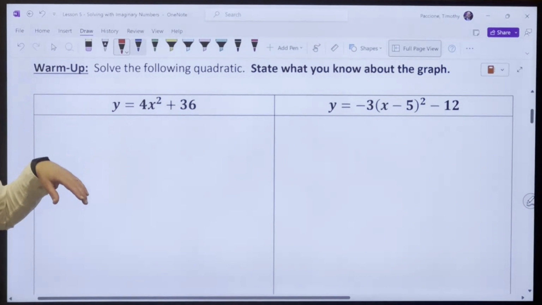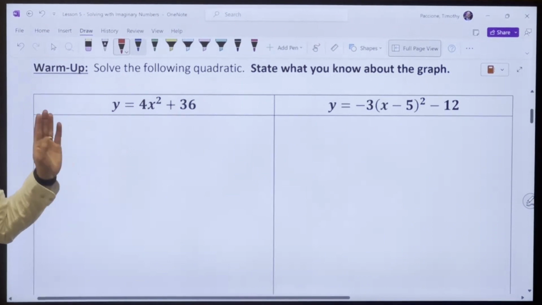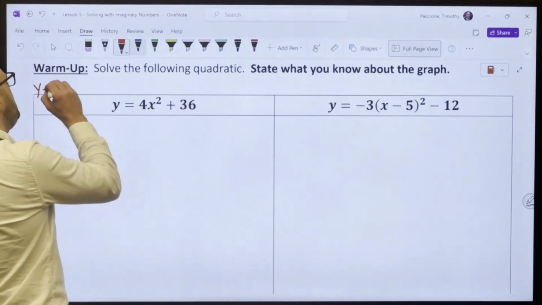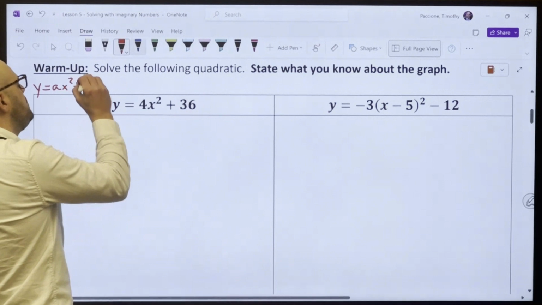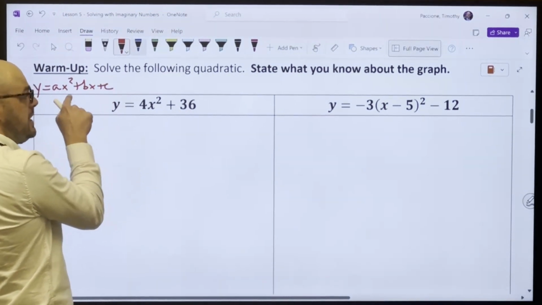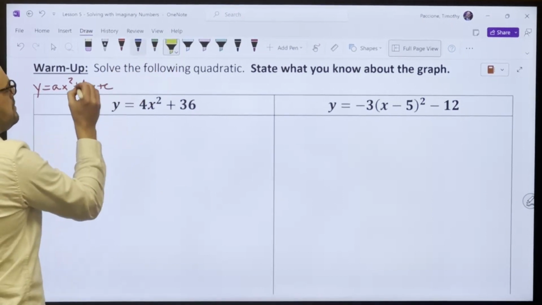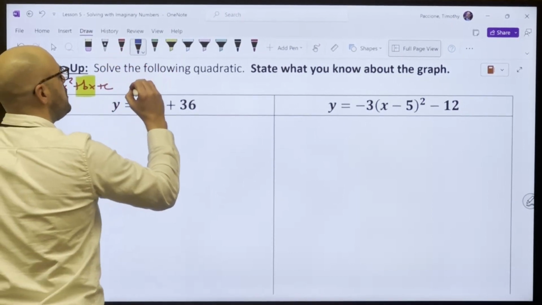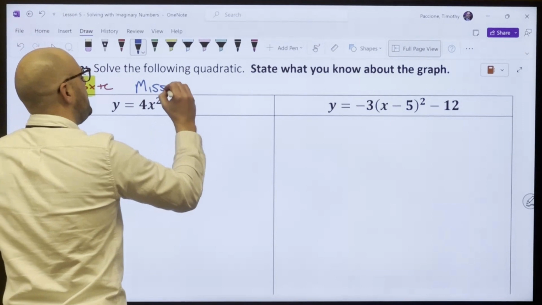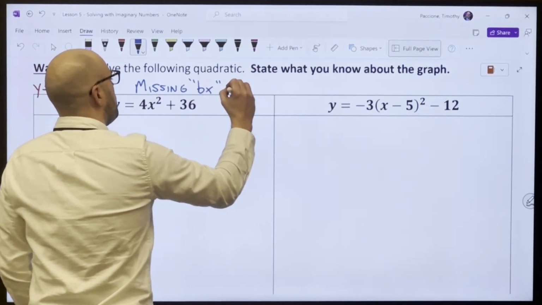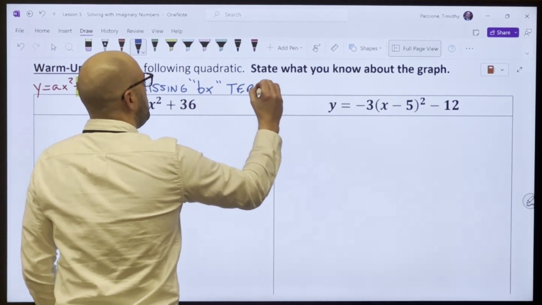Well, so is standard form. Standard form has a square, but I would never square root standard form. Because standard form, remember, is y equals ax squared plus bx plus c. I would not square root that. It doesn't have this. It's missing its bx term. So this is a missing bx term, and you want to be able to identify that. Missing the bx term. And that's why we know we can square root it.